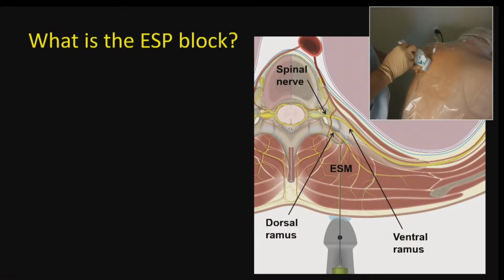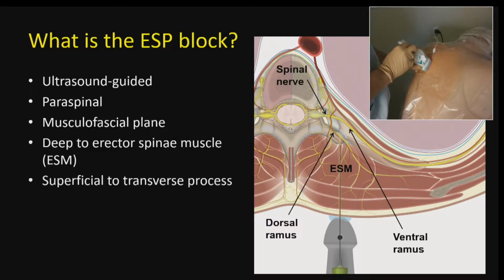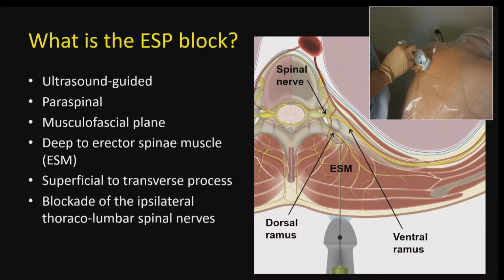So what is the ESP block? Essentially, it's an ultrasound-guided technique, a paraspinal block involving injection into a musculofascial plane, and this musculofascial plane is located between the erector spinae muscle and above the transverse process. And by injecting into this plane, we achieve a blockade of the ipsilateral thoracolumbar spinal nerves.